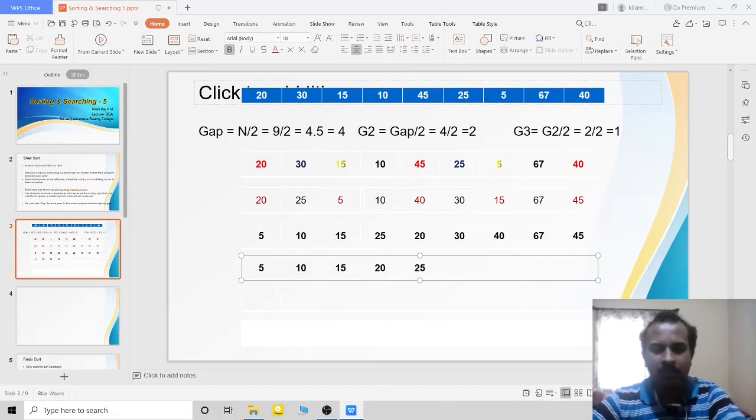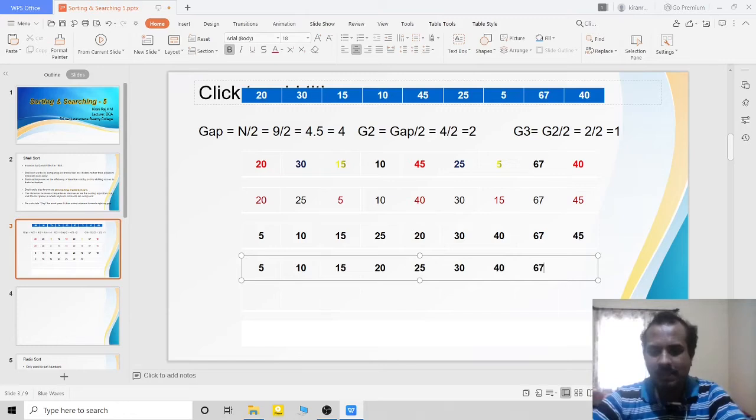So 25 here. Then 20, don't stop there. 20 is compared with the 15, but 15 is smaller and 20 is greater. So nothing will be changed. Then 25 will be compared with the 30. 30 is greater, so it will remain as it is. Then 30 is compared with the 40. 40 is greater, so no changes. 40 is compared with the 67, so no changes.